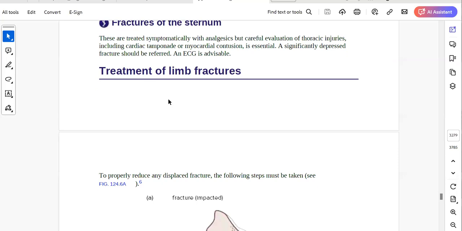Okay, both need bed rest. Unstable fracture sometimes might even need an urgent operation, or urgent reduction, or sometimes even putting some screws and everything. Okay.